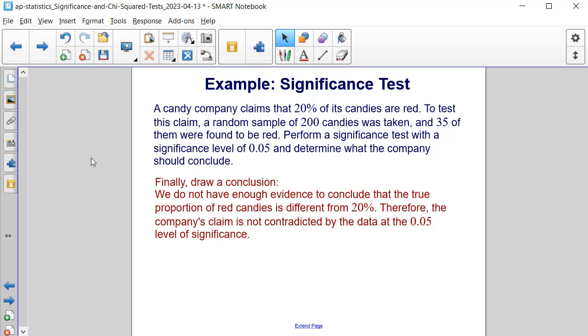Since our p-value was greater than the significance level, we do not have enough evidence to conclude that the true proportion of red candies is different from 20%. Therefore, the company's claim is not contradicted by the data at the 5% level of significance.